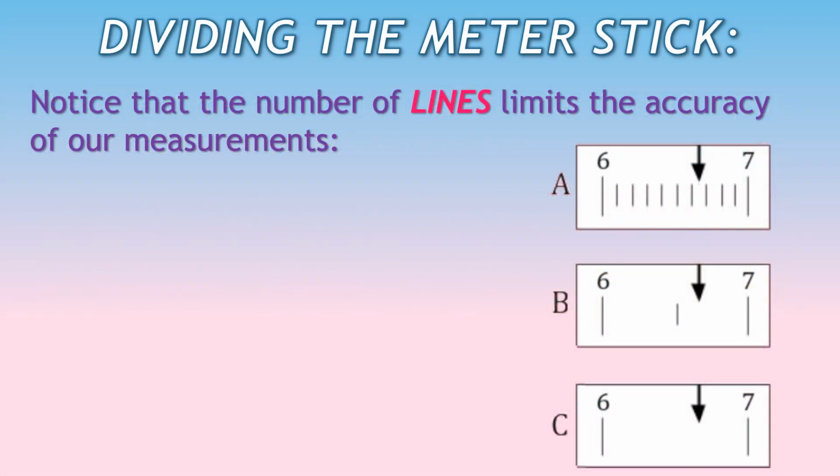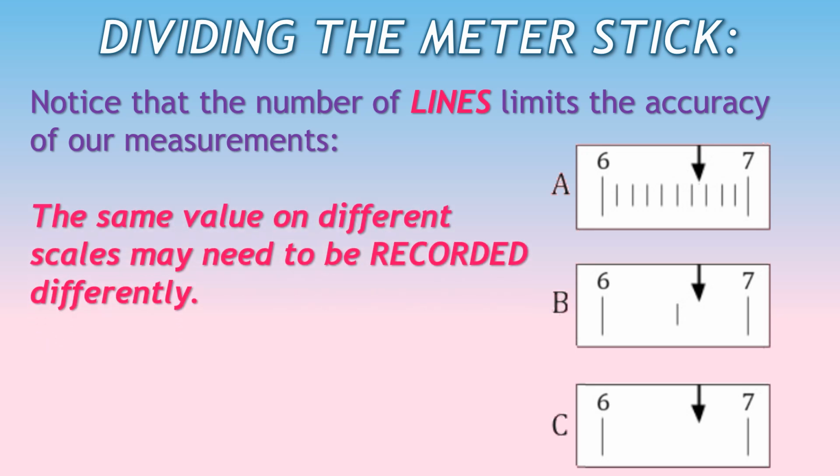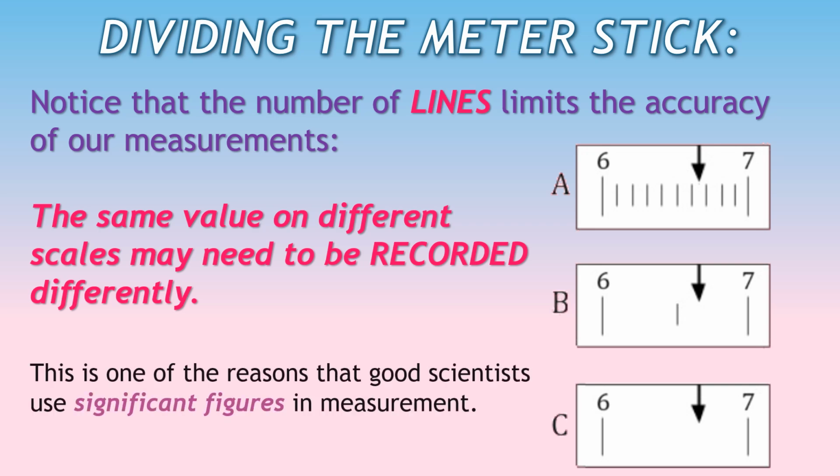Now, the number of lines does limit the accuracy of our measurements. Here we have the same measurement between 6 and 7, but it's being done on 3 different scales, A, B, and C, which could represent 3 different kinds of metric rulers. The same value on different scales may need to be recorded differently because we want to be intellectually honest about how precise our measurements actually are. So this is one of the reasons why good scientists often adopt significant figures when they're actually recording measurements. We'll talk more about that shortly.